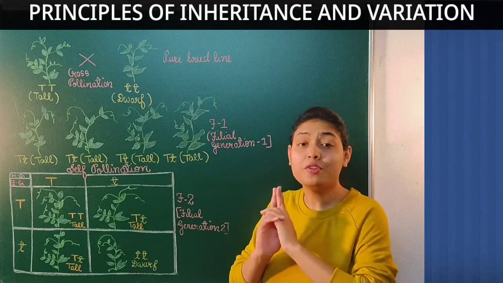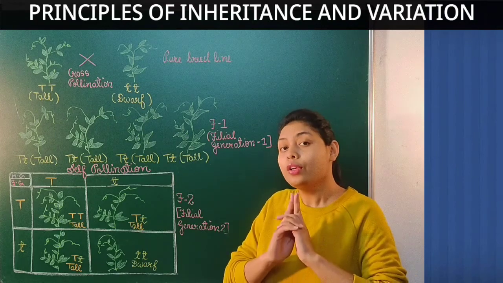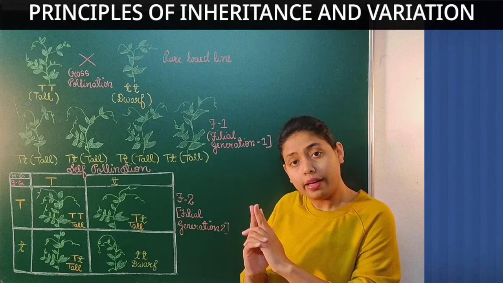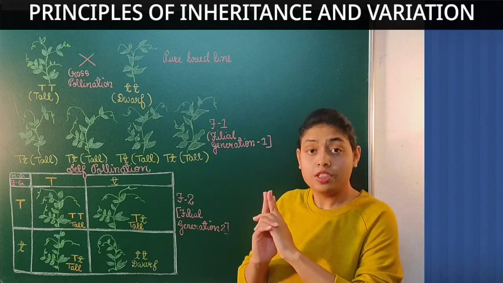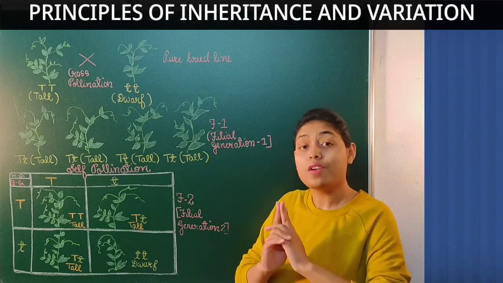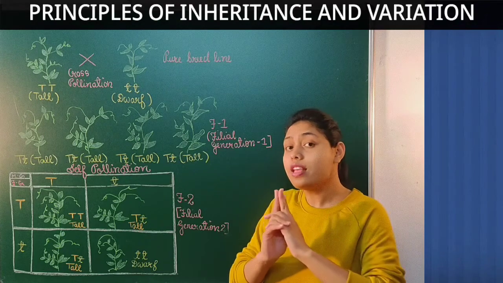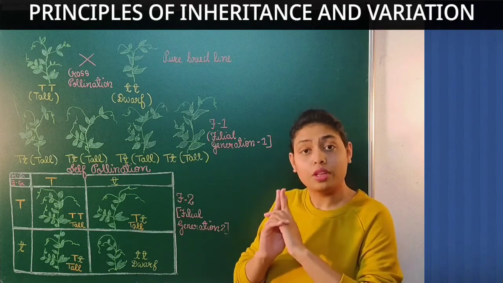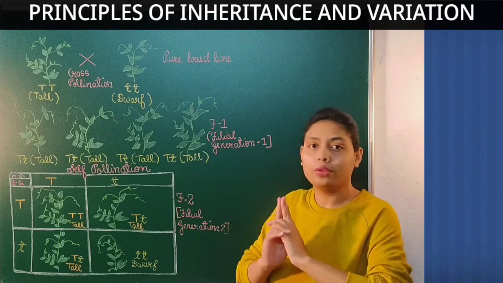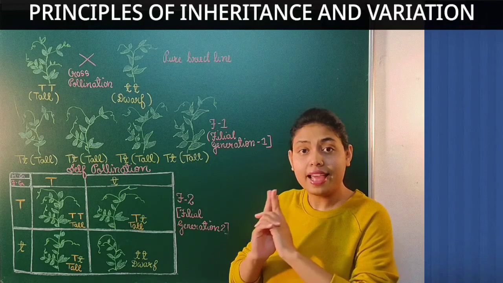Their inherited traits or characters are more stable. Why, dear? Because self-pollination has been taking place in them. And in cross-pollination, new gene combinations are formed. Genes get mixed, due to which variation or changes are produced. But in these plants, self-pollination has occurred continuously. That is why their inherited traits are more stable. These plants are known as pure breed lines.